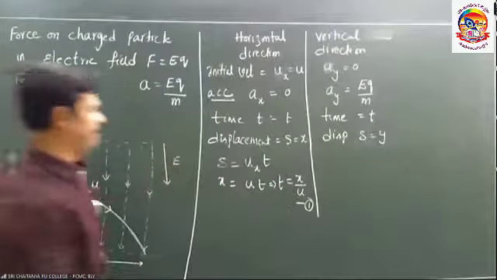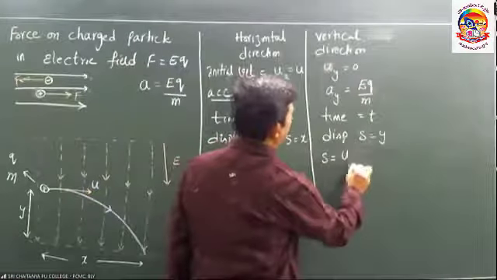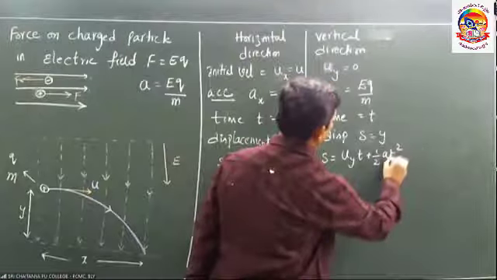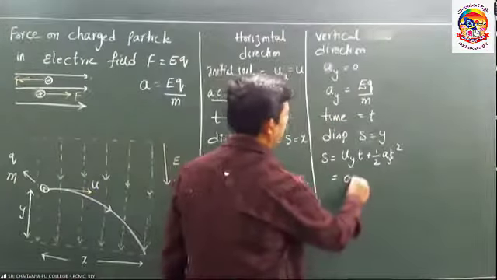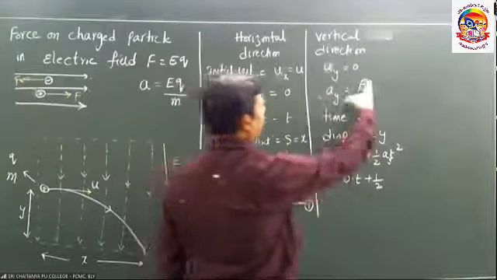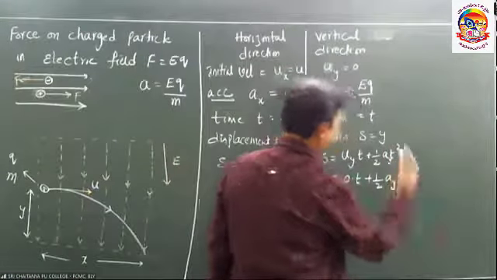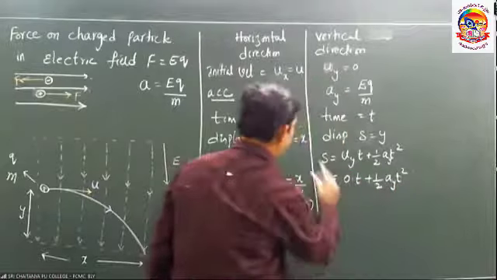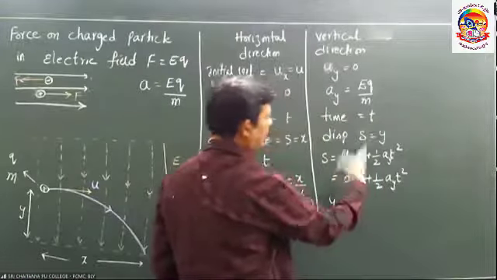On that side, apply the same. s is equal to uy t plus half ay t square. uy is what? 0 into t plus half. What is ay? Eq by m. For our convenience, I take it like this only. Then s means what? y. 0 into t, 0.